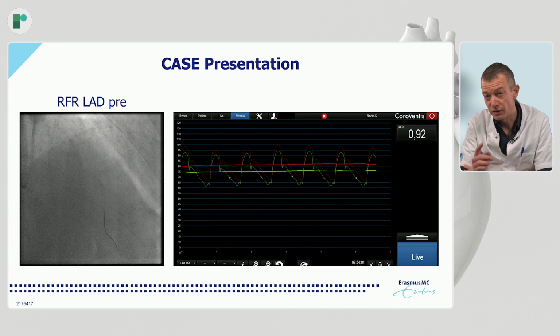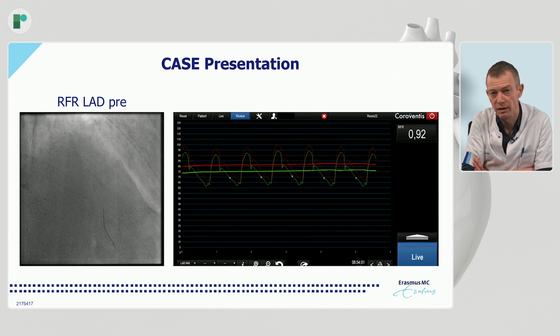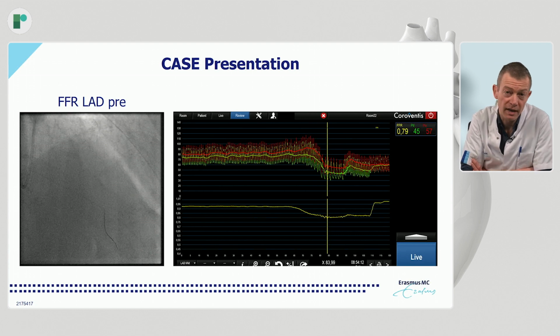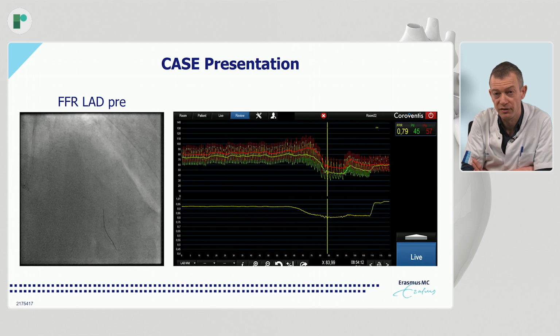And that's where obviously the fun started, because we started with an RFR, as we typically do. We start with measuring resting gradients, and we measured an RFR of 0.92, which, as you know, is non-significant. We never rely on resting indices alone, so we proceeded with an intravenous bolus of adenosine, and then found an FFR of 0.79, exactly the point where the CT scan measured the 0.78.